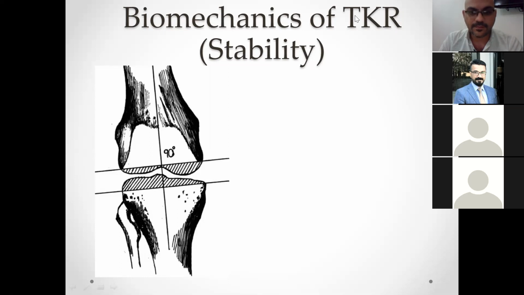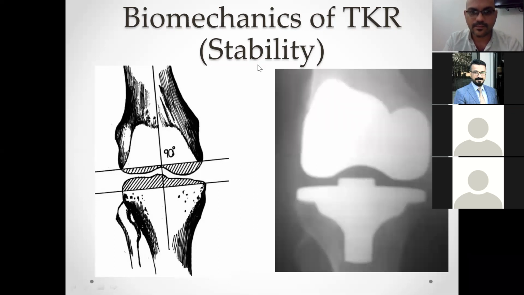We go from the deep part, then to the capsule membranes and the posterior capsule, then we go to the superficial, and this depends on the extension and the tightness. You do the first two steps in extension, the second step in flexion.